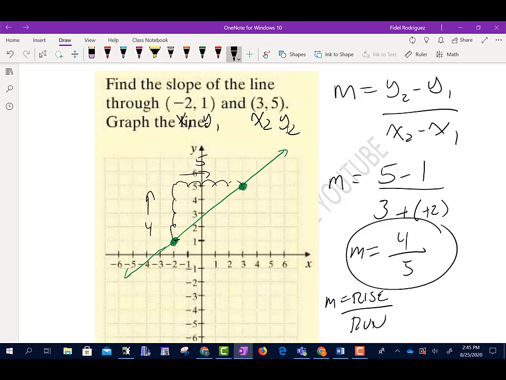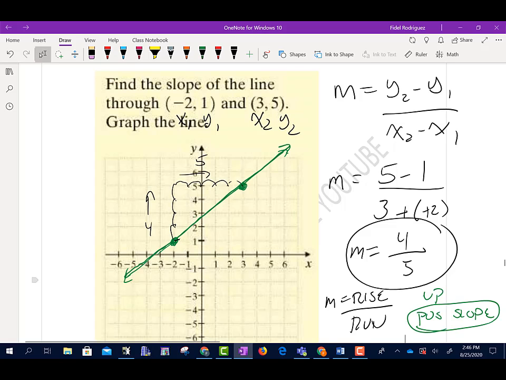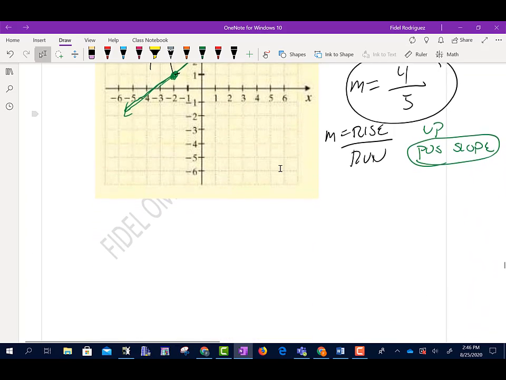Okay, what kind of slope did we have here? If I look at this green line, going from the left to the right, I would say that line is going up. So when the line is going up, our slope is going to be positive, right?